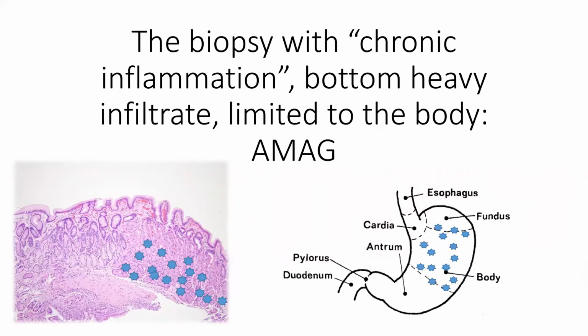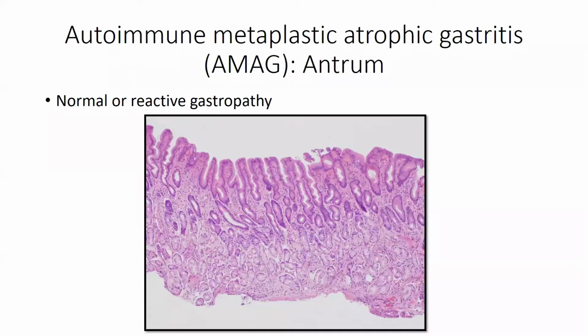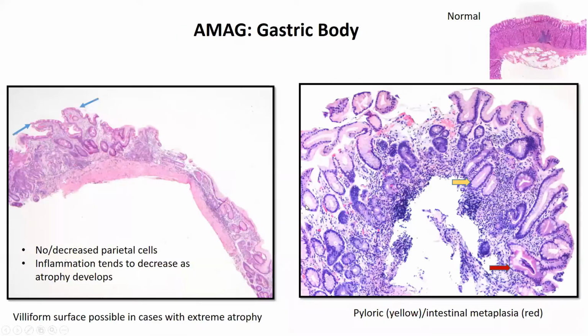Moving along to AMAG, cases with AMAG are going to have a chronic inflammation that is going to be bottom heavy, and it's going to be limited to the body. And your biopsies from the antrum are going to look normal or at most, they're going to show a chemical gastropathy pattern. And here you can see in a biopsy from the antrum in a patient with AMAG this nice corkscrewing of the glands, which is typical of chemical gastritis.